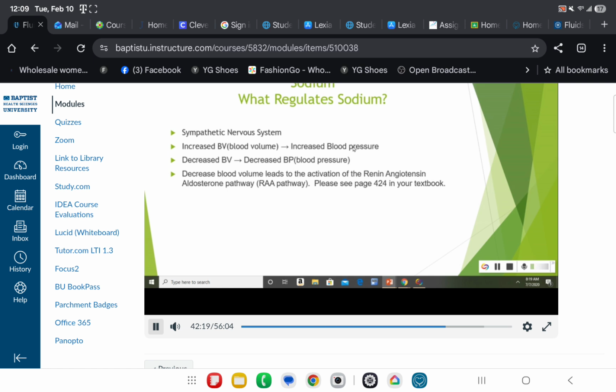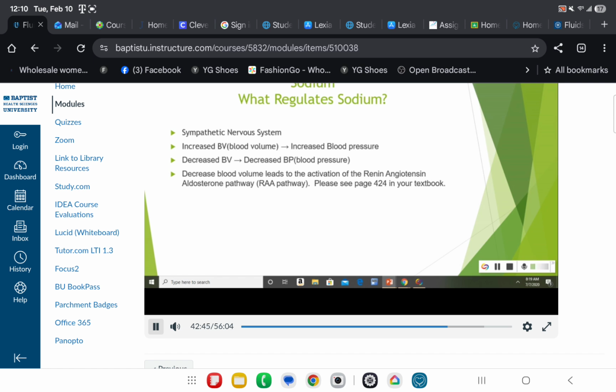So if you have decreased blood volume, that leads to a decrease in blood pressure. These receptors will sense that, and so you're going to have decreased excretion of sodium by the kidneys. So your kidneys are going to basically reabsorb more sodium. When the kidneys reabsorb more sodium, water is going to follow. That brings your blood volume back to normal, which in turn brings your blood pressure back to normal.